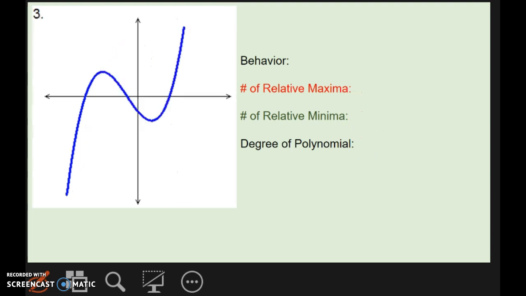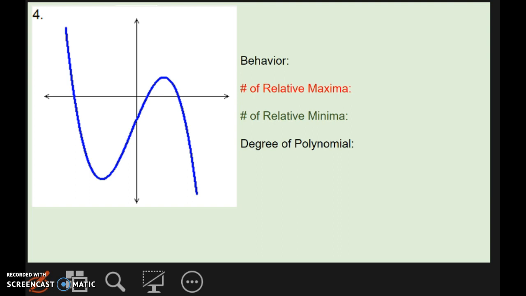This is a cubic graph. So a cubic graph is going to have this kind of shape, basically a straight line that's been kind of bent a little bit. Our behavior here, we're going to have an increase, decrease, and then an increase again. So those 3 different regions, up, down, up. Relative max, we actually do have one this time, right there. Minimum, we have one right there. And our degree would be 3.